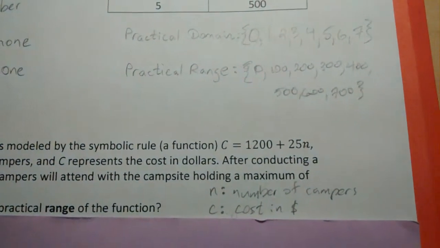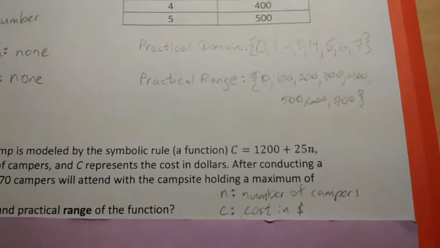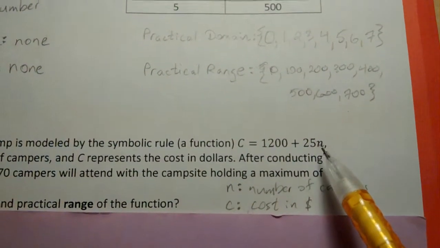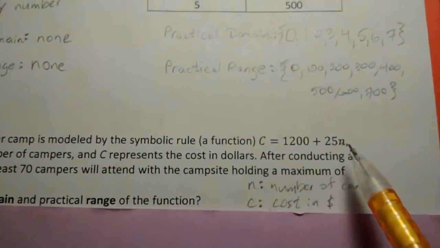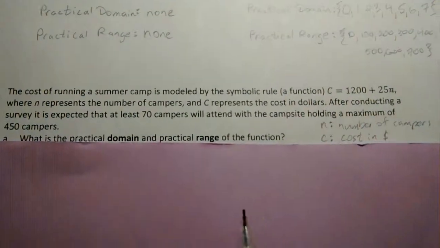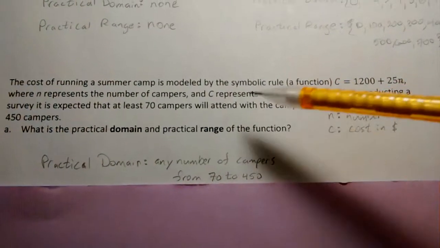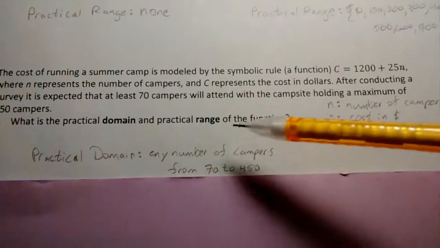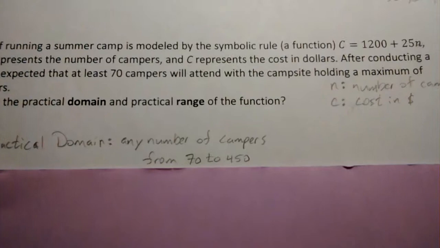And there's a nice way to say that. I always say use the word description of the variable itself, so there's no ambiguity. And so what we can say here is any number of campers from 70 to 450. So that's what we'd like for you to say. It's the best way to say it. So there's the practical domain. Any number of campers from 70 to 450.